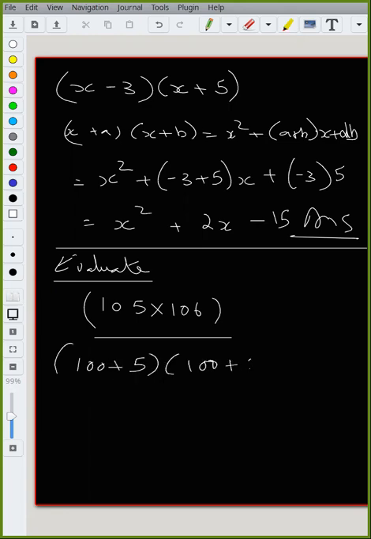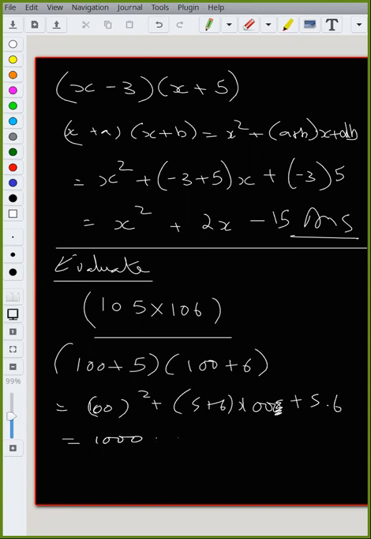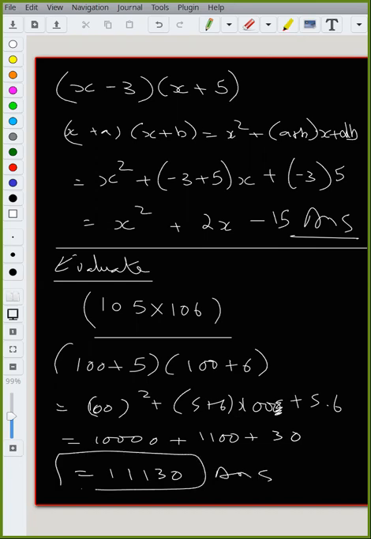So this is (100 plus 5) into (100 plus 6), which is nothing but 100 squared plus (5 plus 6) into 100, plus 5 into 6. So which will be 10,000 plus 11 into 100, which is 1,100, plus 30, which is 11,130. So you need to give this answer finally, not this part. Okay, now I shall remember this, sir.